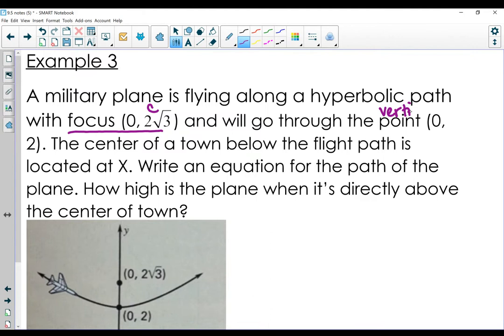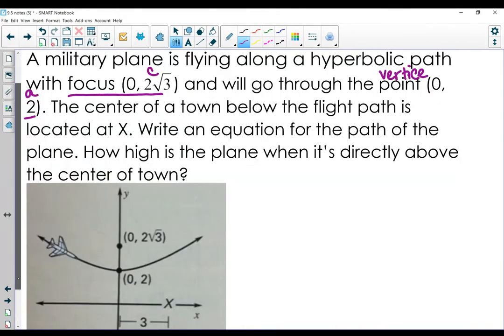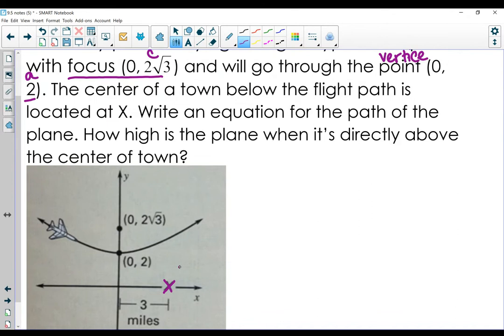I don't know if I should say vertice or vertex, because we're only looking at half of a hyperbola, but we're going to write an equation for a whole one. So I think I'm going to leave it as vertice. So (0, 2), I'm going to label that A. The center of a town below the flight path is located at X. So X right here is going to be our town.